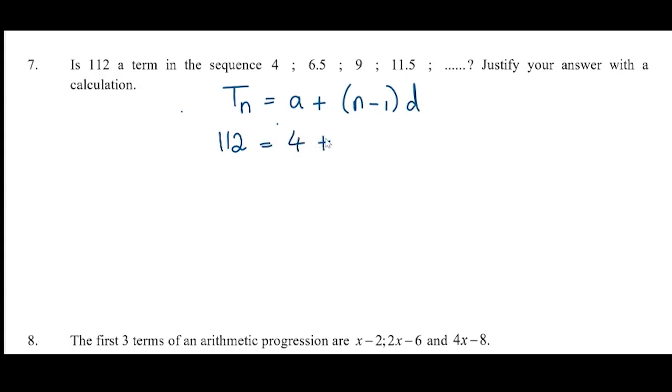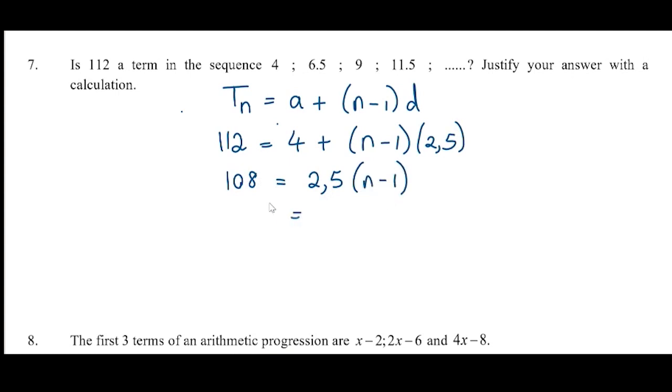We know that a is 4, and we know that d, remember d is any term minus the term before, is actually 2.5. Now we've got to solve this little equation. Let's subtract 4 from both sides. We get 108 is 2.5 lots of n minus 1. We're now going to divide both sides by 2.5, and then add 1. So n will end up being 108 divided by 2.5 plus 1, and we end up getting n equals 44.2.